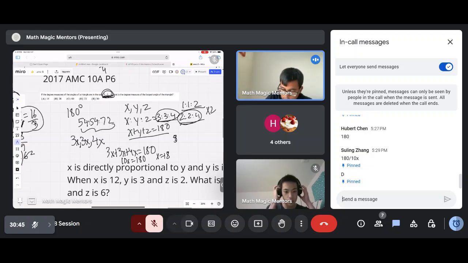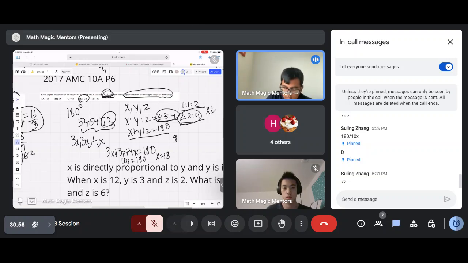So now it asks us for the degree measure of the largest angle of the triangle. And so what's the largest angle of the triangle? As you can spot very clearly here, 72. And so the answer is D.